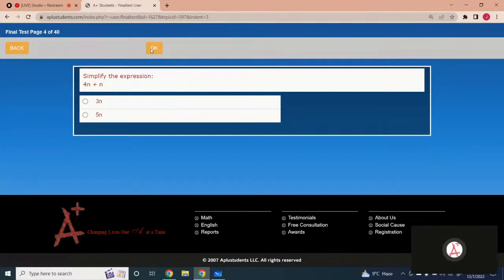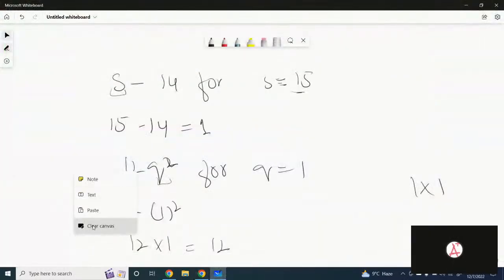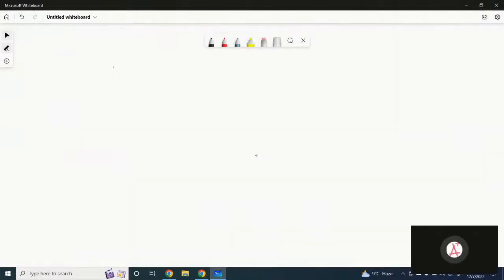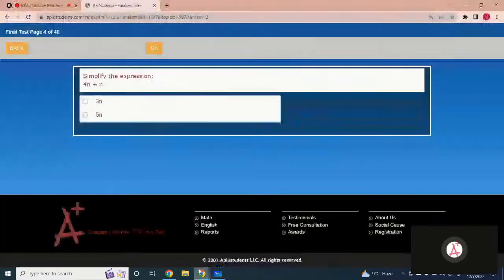Okay, the next one is 4n plus n. So which is the correct option? Taibo, you are confused between the variables and the expressions. 4n and plus n are like terms because they have the same variable, and you can add their coefficients. N doesn't have any coefficient, which means it has the coefficient 1. Just add 4 and 1, so together it makes 5n. Okay, good. It would be 5n. Just select the correct option and click on the OK button.